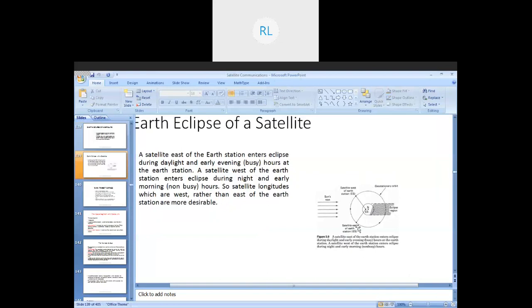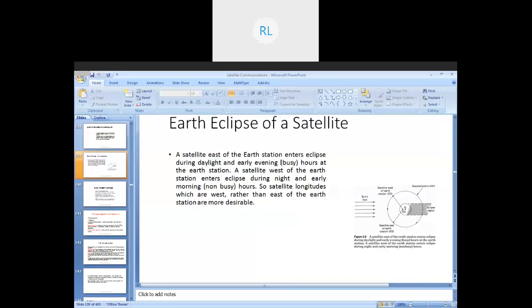The Earth's shadow. So this whole region is actually in eclipse, and this is our geostationary orbit around the Earth, and this is the east-south coordinate of the satellite. The satellite is east of Earth, so the eastern part is getting the sun rays. Fine. A satellite east of the Earth station enters eclipse during daylight and early evening. Those are called busy hours at the Earth station.